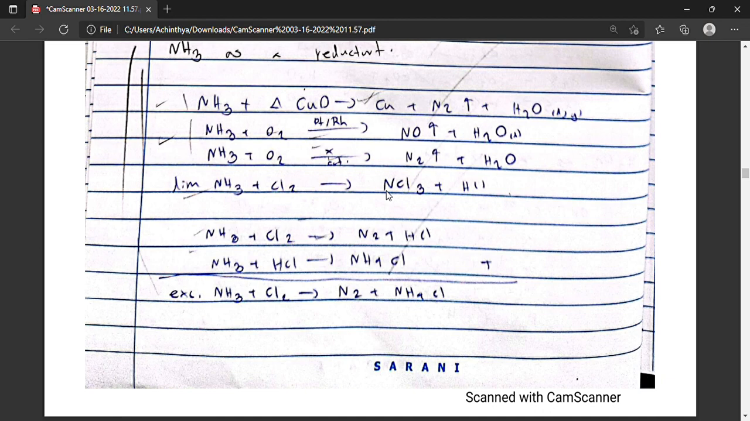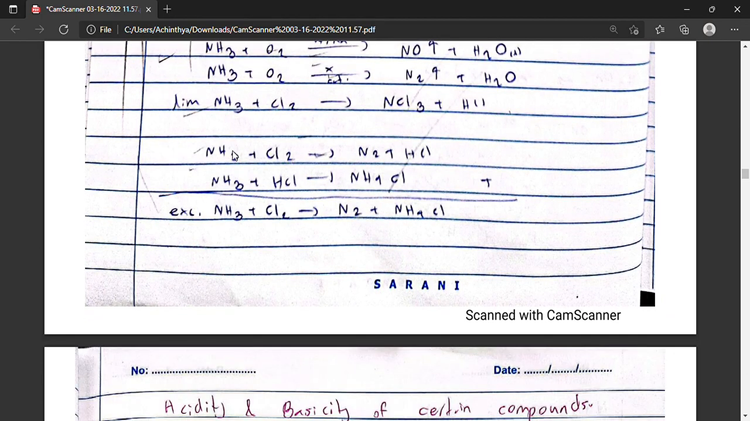oxidation state. When we do so with excess ammonia, what happens is first ammonia reacts with chlorine to form nitrogen gas and hydrochloric acid, and then the ammonia reacts with the formed hydrochloric acid to form ammonium chloride. So that overall the reaction is excess ammonia reacts with chlorine to form nitrogen gas and ammonium chloride.